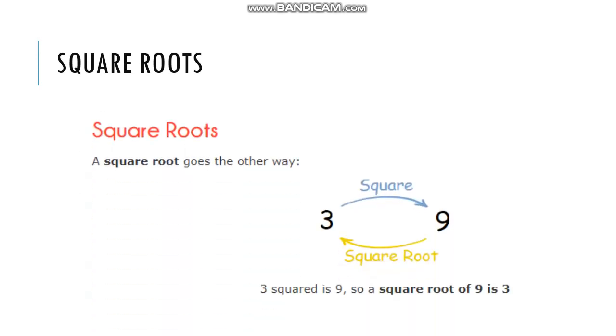Now, let's proceed. Square roots. A square root goes the other way. Look at the picture. 3 squared is 9, so the square root of 9 is 3.